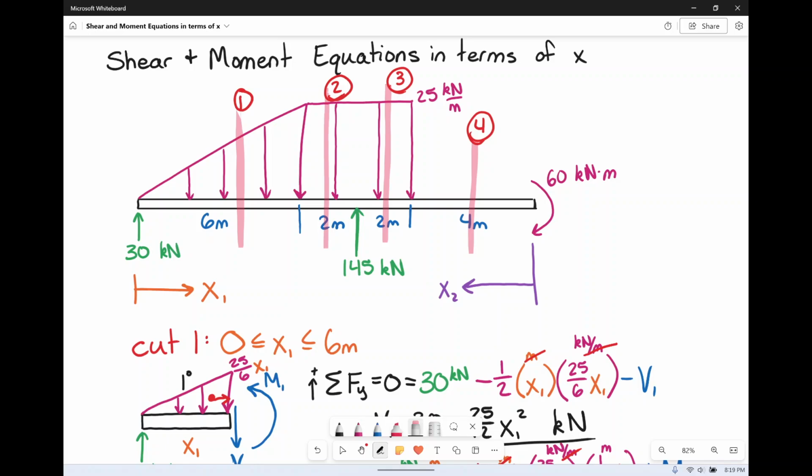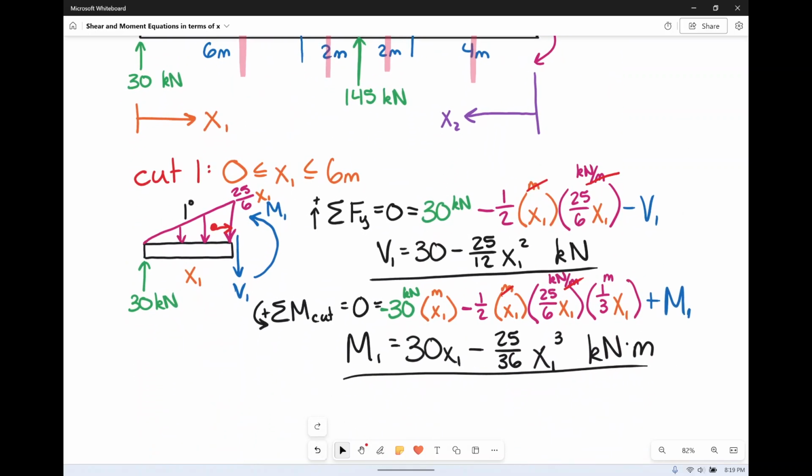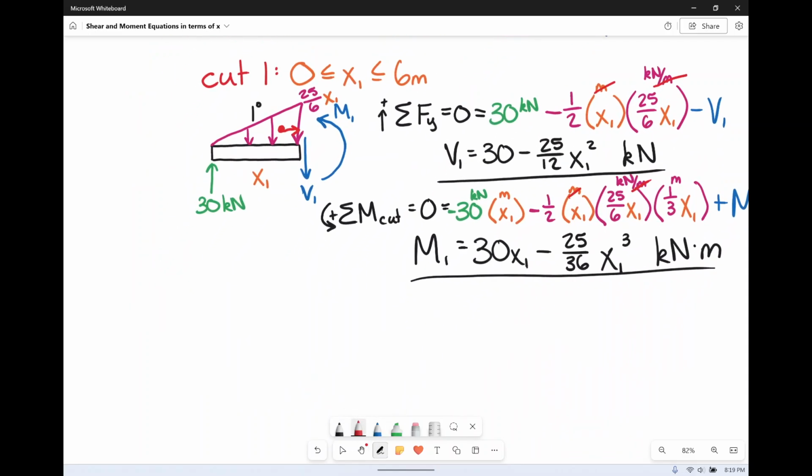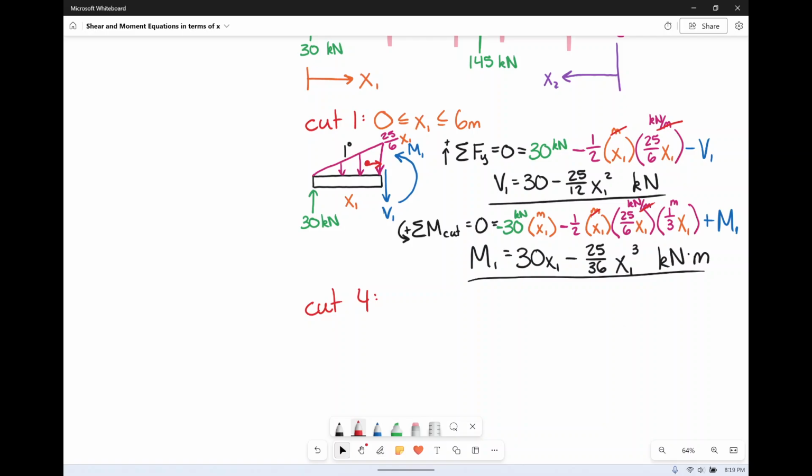Let's start in the x2 direction, which does mean that I'm going to start going this way, and the first thing I'm going to hit is cut number 4. So I started with cut number 1, then I'm going to jump to cut number 4. Is that a bad thing? No, it's really not. So let's draw it out here. We're going to have cut 4.